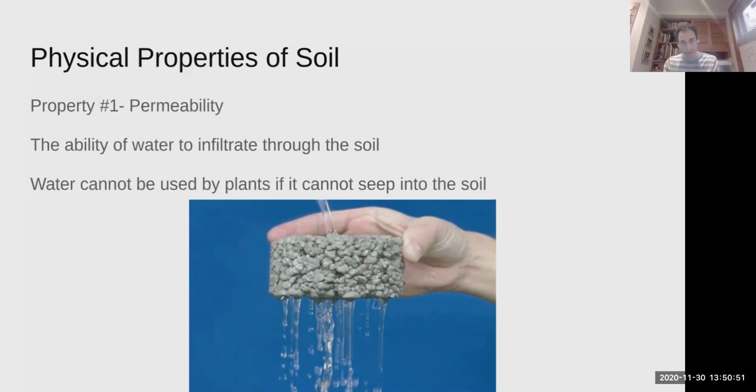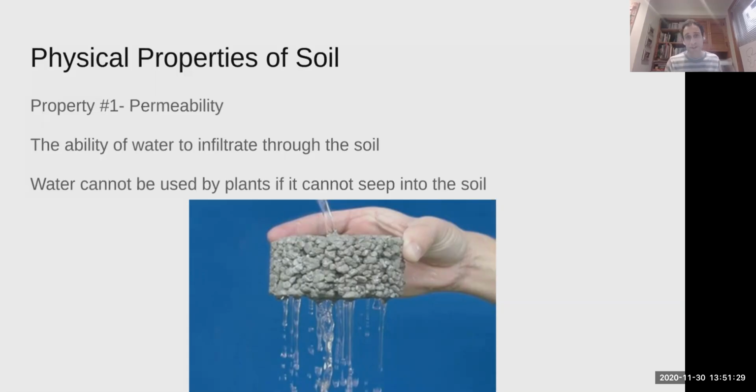You see water on the top and then water dripping on through. So permeability is the ability of water to infiltrate through the soil. If you remember that process in the water cycle, infiltration, its ability to seep down. And this is, of course, very important because plants can't access it if it can't seep into the soil. So that water needs to be able to infiltrate into the soil. And then the other side of it is if soil is too porous, water will pass right through it so quickly that plants won't be able to grab it, and then those plants won't be getting enough water that way.